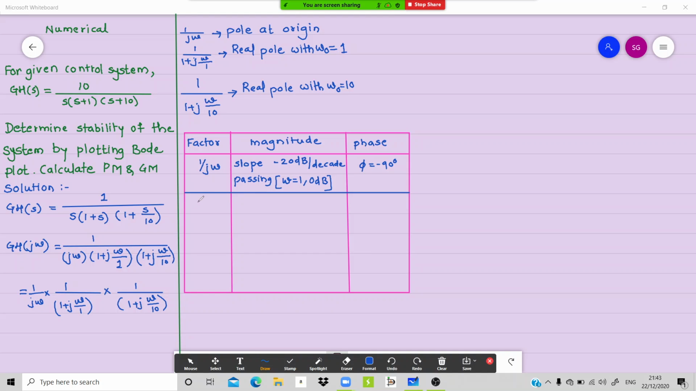And the second factor is 1 upon 1 plus j omega upon 1, correct? So omega naught is 1. I have already written it over here, right? Second thing is, when your omega is less than 1, that is, omega is less than omega naught, very far away on the left hand side, in that case the gain is 0 dB, so 0 dB per decade.